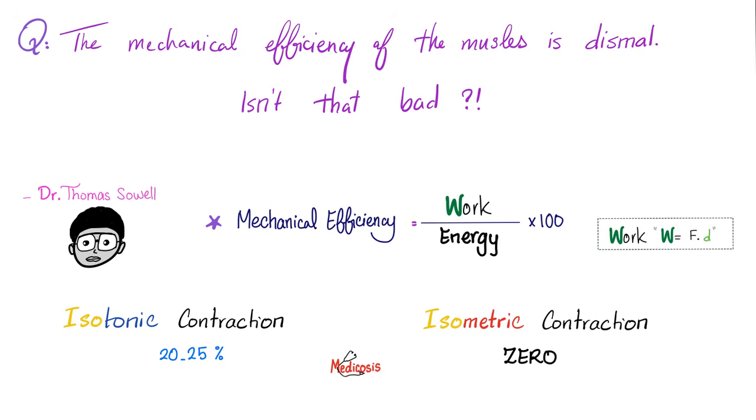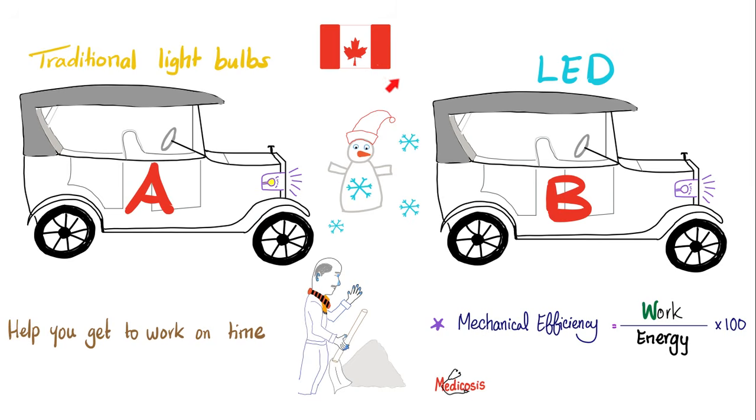Shut up. Let me tell you, the concept of mechanical efficiency, or work over energy, can be very misleading, and I learned this from my hero, Dr. Thomas Sowell. Let me explain. Suppose that we have two guys living in Alberta, Canada in the winter. It is brutal up there. Too much snow, too much ice. And we have two men trying to get to work on time. The first person has a car with traditional light bulbs, not so efficient. The second person has LED bulbs, which are way more efficient.